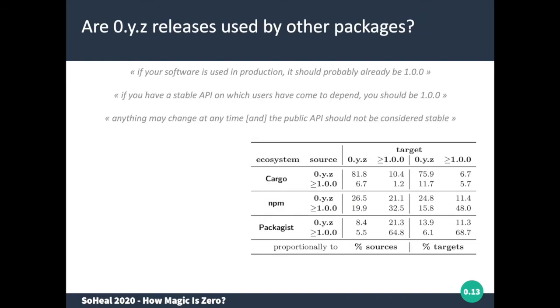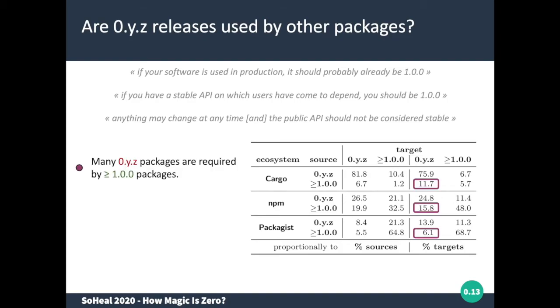The next question is related to dependencies towards packages that are within the 0 version range. The assumption is that if you have a package that is already considered stable, so it is in production, and this means that it should be in a version 1 or higher, then in order for it to be stable, it should not depend on other packages that are still in the 0 version range.